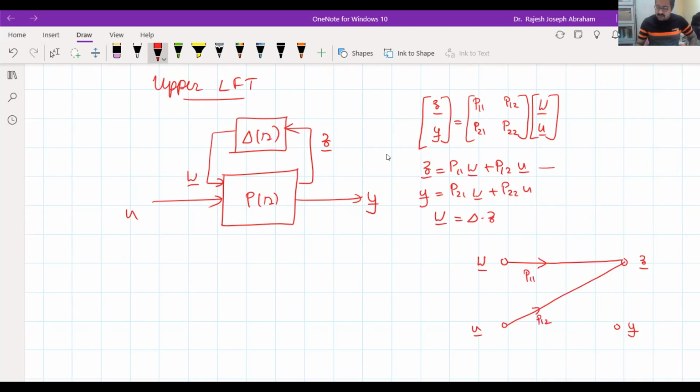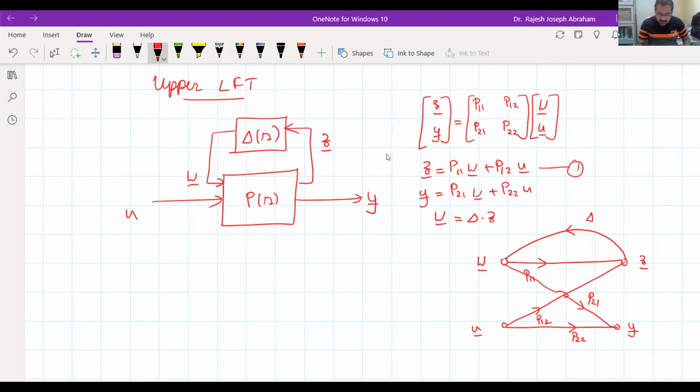Okay, so is that equation satisfied? What is Y? Y is P21 W plus P22 U. There should be a branch from W at a gain of P21, and a branch from U at a gain of P22. And what is W? W is nothing but delta into S_m. So there should be a branch like this, delta into S_m. This gain was P11.